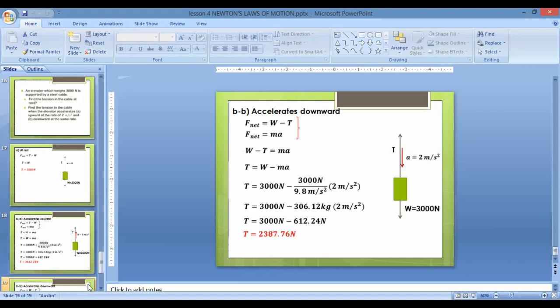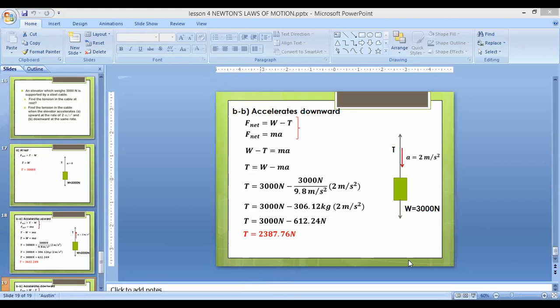Now for the elevator to go down, we have also this number. So the tension there must be less than 3,000. So the previous value that we added is now the same value that we subtract. Okay, so I think that's the discussion on our Newton's laws of motion.